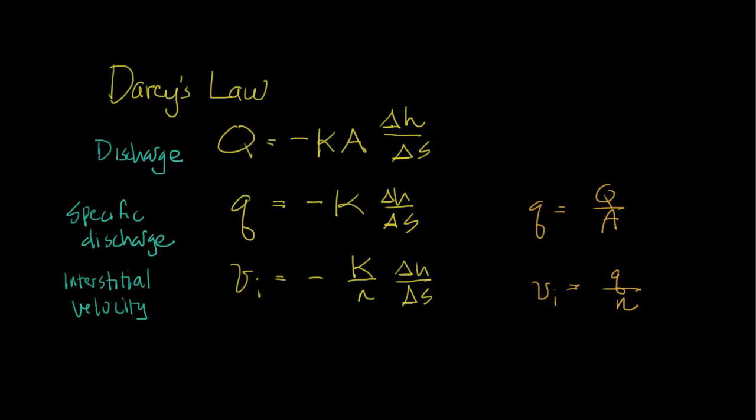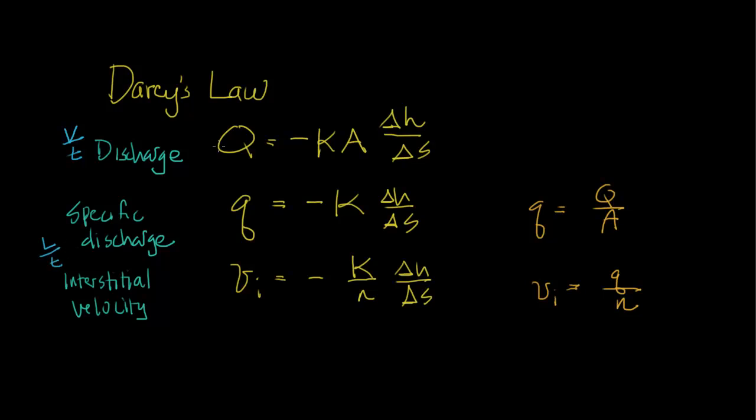In this video, I want to go over a simple example of how you use Darcy's law to calculate the amount of groundwater flow. And we're going to use all three versions of Darcy's law that I showed you before: the two versions involving discharge and specific discharge, the Q's, and the version involving the interstitial velocity, or the velocity of a water molecule, V sub I. Just remember that discharge has dimensions of volume per time. The specific discharge and the interstitial velocity are both in dimensions of length per time.